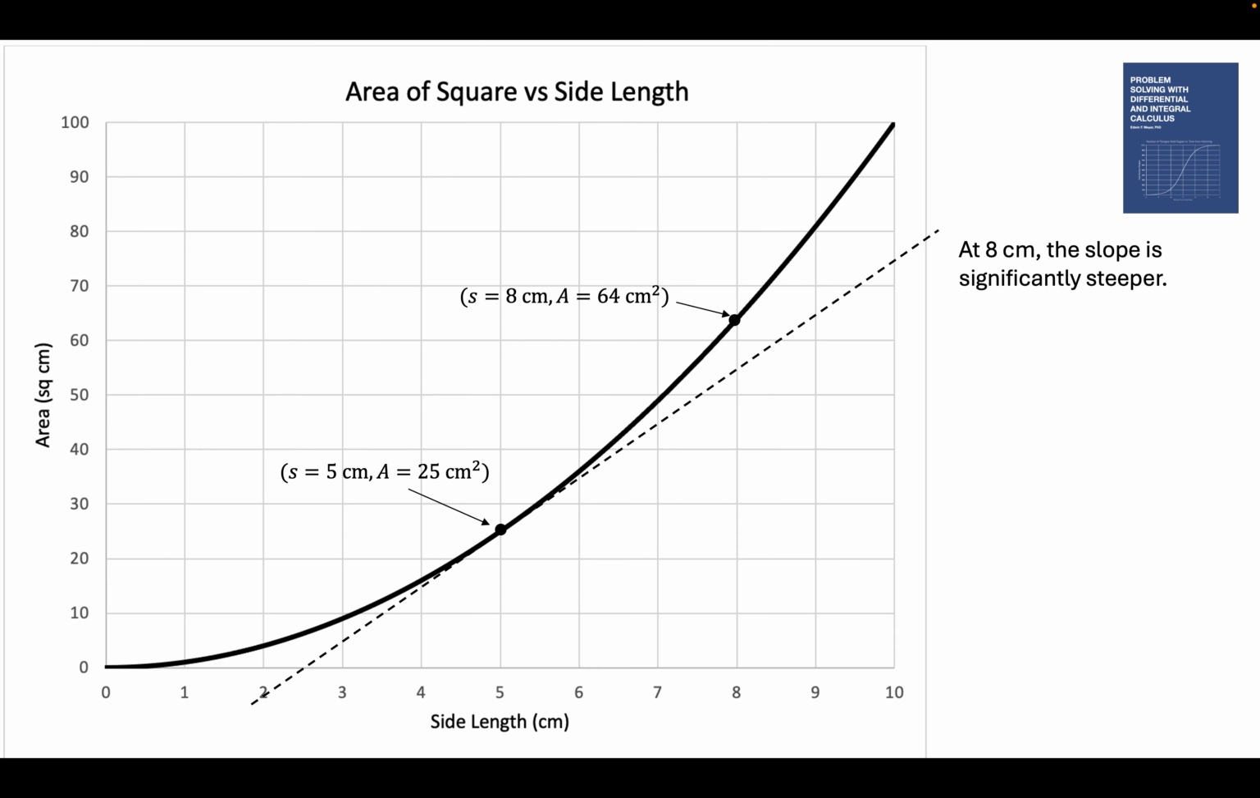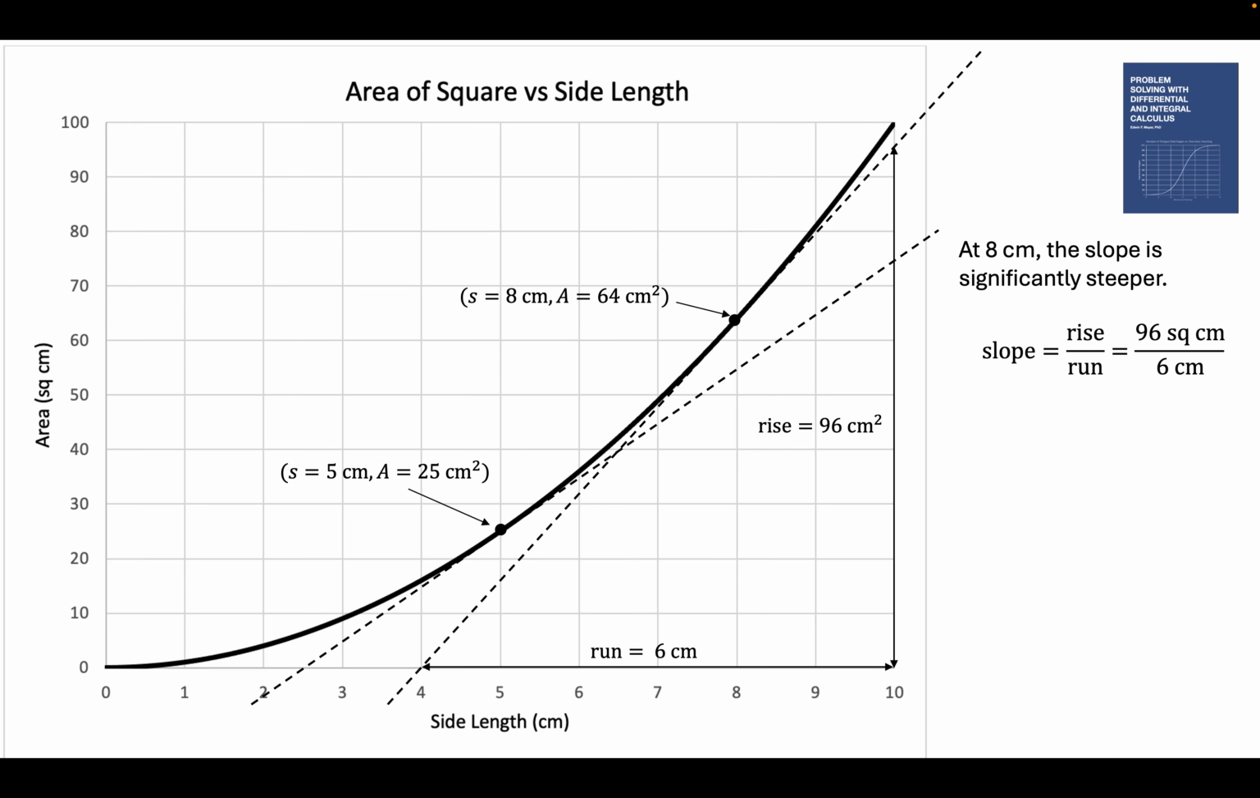Let's draw a tangent line at 8 centimeters, and you can see that's a different slope. The rise here is 96 square centimeters, 0 to 96, and the run goes from 4 to 10, which is 6 centimeters. Slope is the rise over the run. 96 square centimeters divided by 6 centimeters is 16 centimeters.